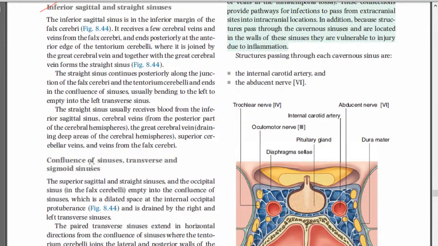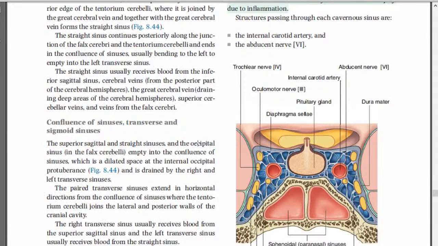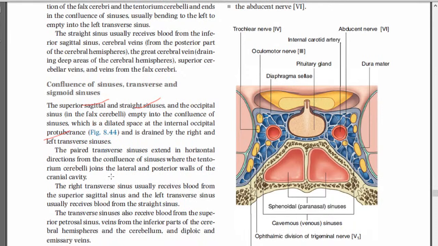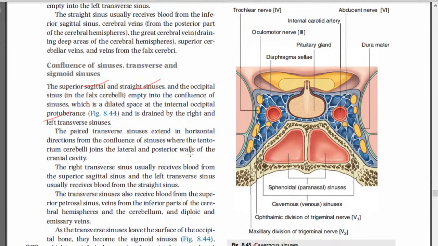Confluence of sinuses, transverse and sigmoid. The superior sagittal sinus, straight sinus, and the occipital sinus meet at the confluence of sinuses, which is a dilated space at the internal occipital protuberance and is drained by the right and left transverse sinuses. The paired transverse sinuses extend in a horizontal direction from the confluence of sinuses, where the tentorium cerebri joins the lateral and posterior wall of the cranial cavity.